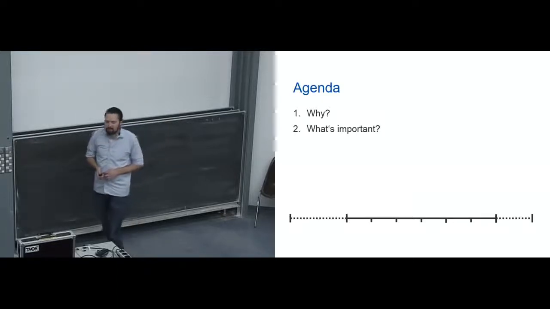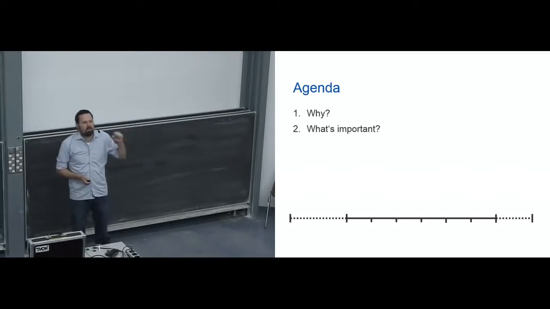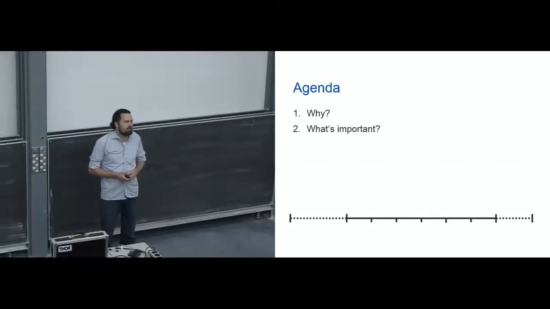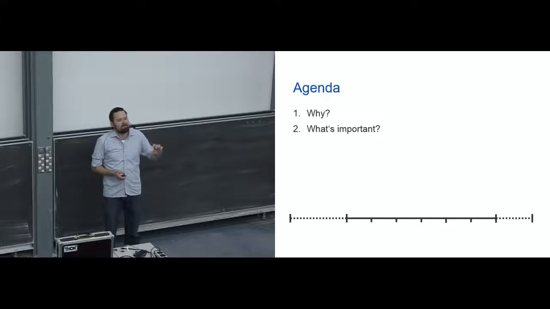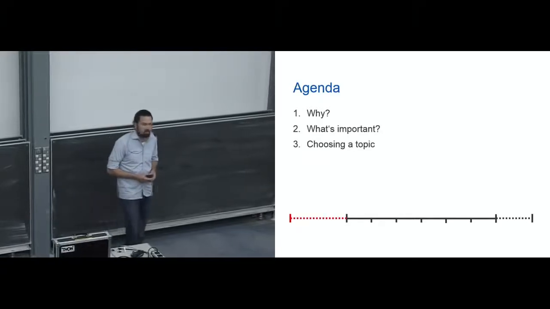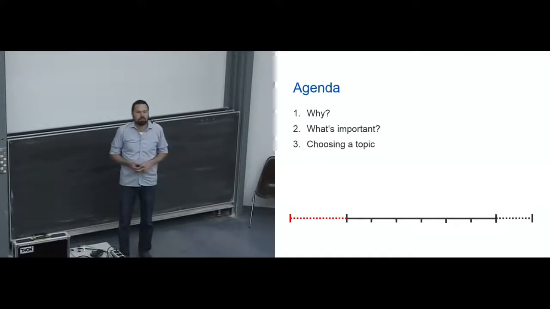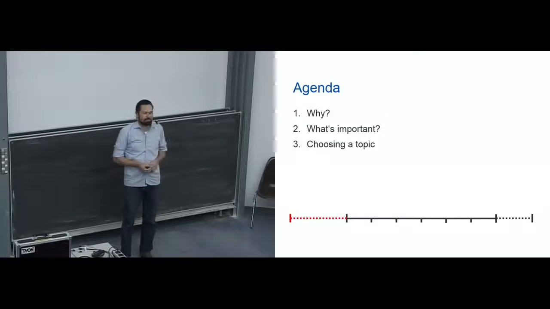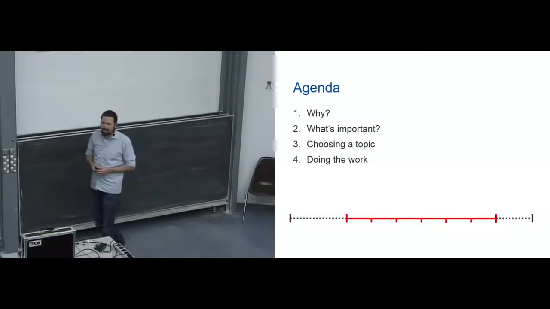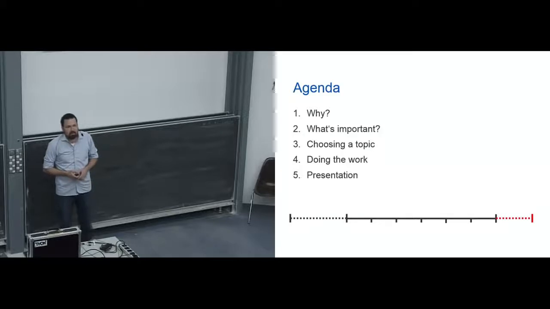And then I'm going to continue with what is important about the thesis. Like, what do you need to do? What do you need to include in the thesis so that you get a good mark, or that you experience and grow interesting things during the thesis? Next thing is how to choose a topic. How do you find a topic? How do you find open topics? How do you choose a supervisor? And what should you keep in mind when choosing a supervisor? Then doing the actual work. And finally, presenting the work you did.